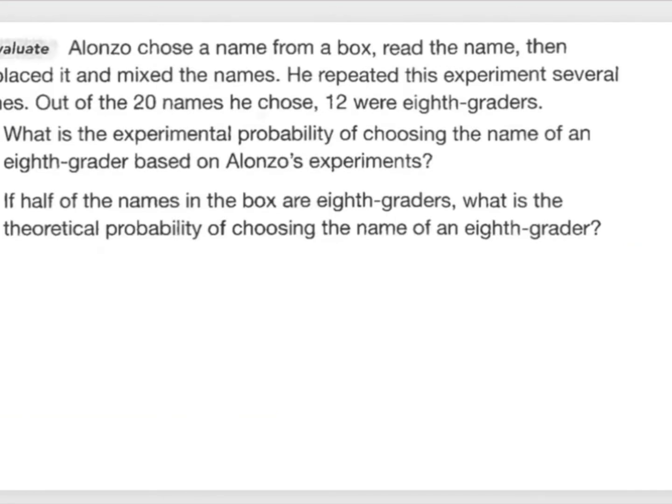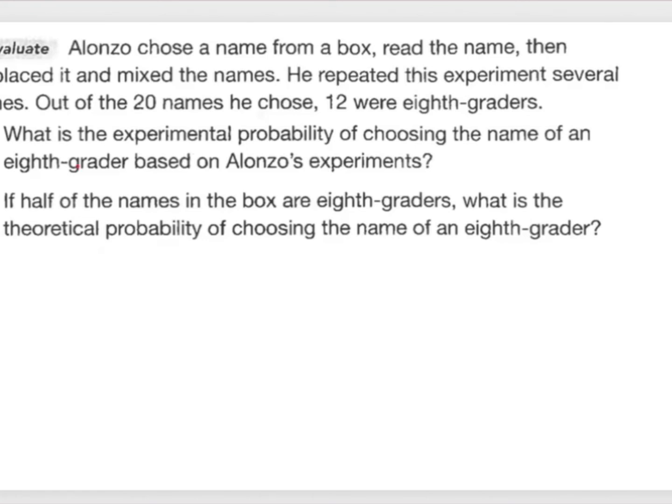Number 4, Alonzo chose a name from a box, read the name, then replaced it and mixed the names. He repeated this experiment several times. Out of the 20 names he chose, 12 were 8th graders. What is the experimental probability of choosing the name of an 8th grader based on Alonzo's experiments?